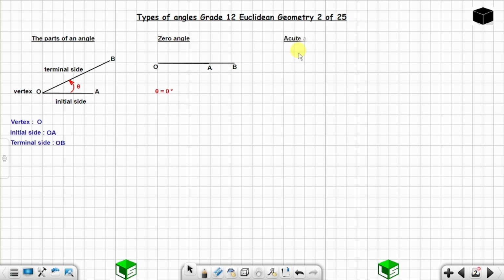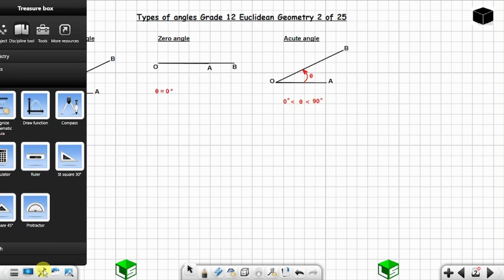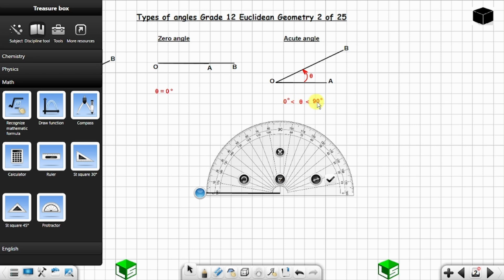And we also have an acute angle. An acute angle is between 0 degrees and 90 degrees. It is not equal to 0 and not equal to 90 degrees, but between. It can be 1, 2, 5, 45, any value between 0 and 90 degrees. You can use a protractor to check the size of this angle, and you are going to see that the angle is between 0 degrees and 90 degrees.